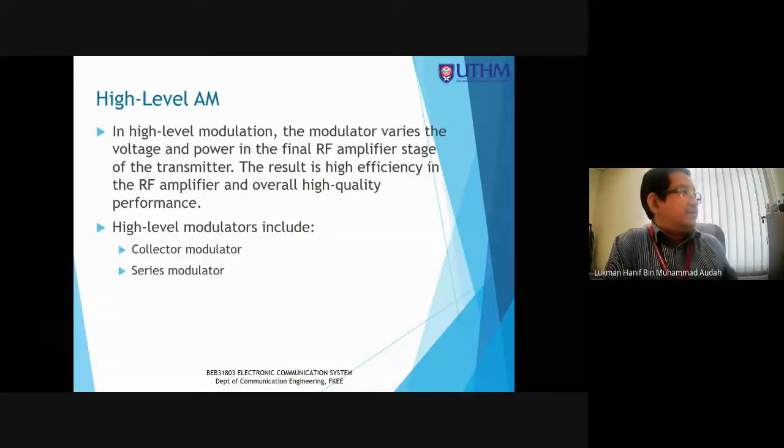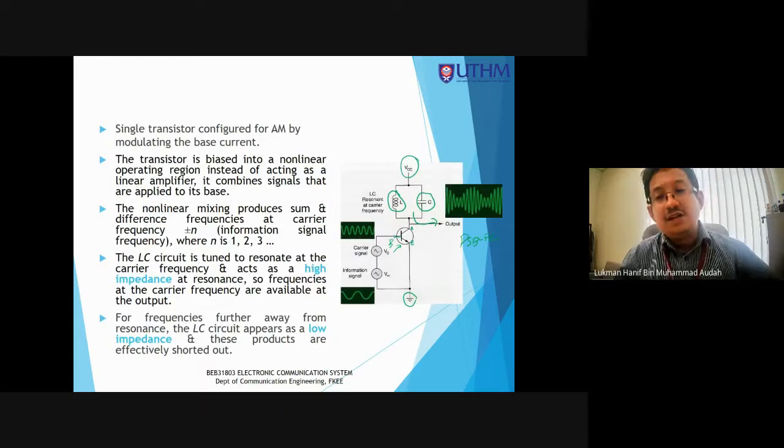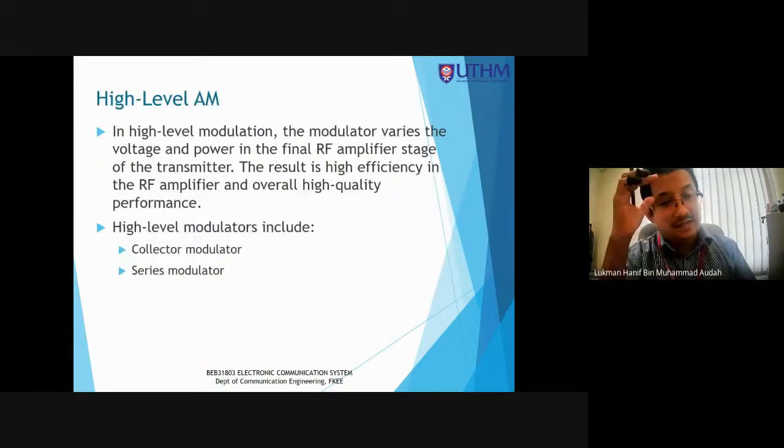Okay, the next part is the high level AM. Ini jenis modulation technique yang lain iaitu high level. High level means that it produce high level, high power at the output. Kalau yang tadi ini dia menghasilkan low level, low power pada outputnya adalah rendah dan dia perlu beberapa amplifiers sebelum kita hantar kepada receiver. Manakala yang ini dia menghasilkan high power.